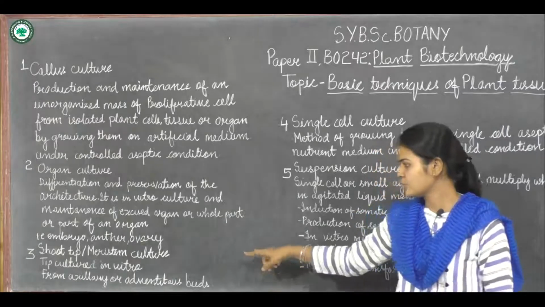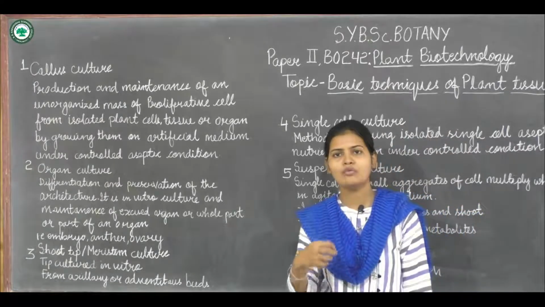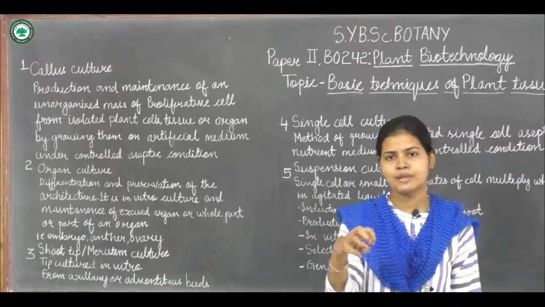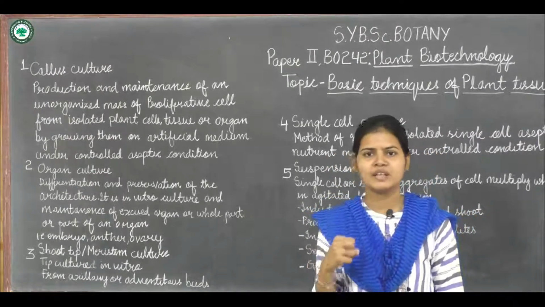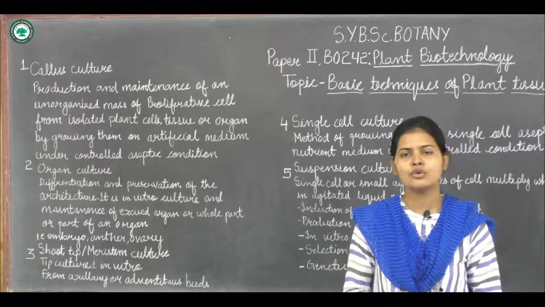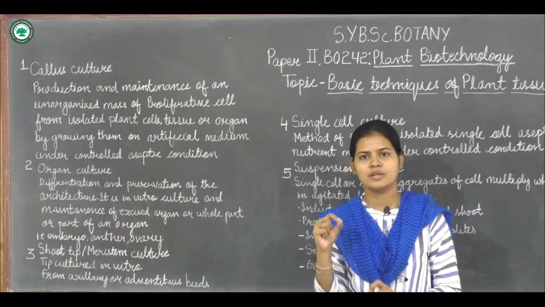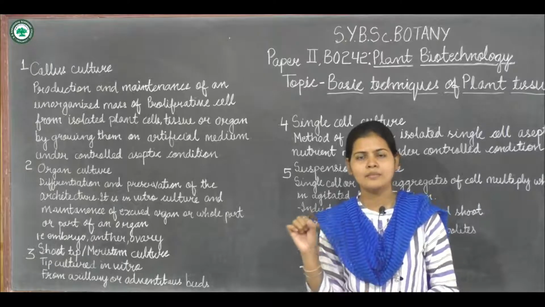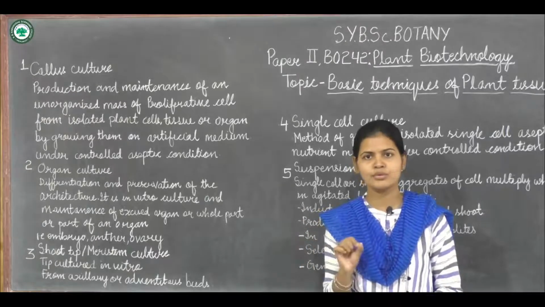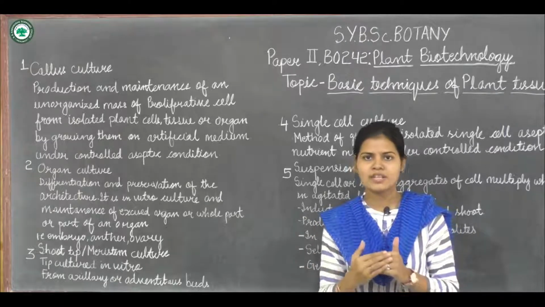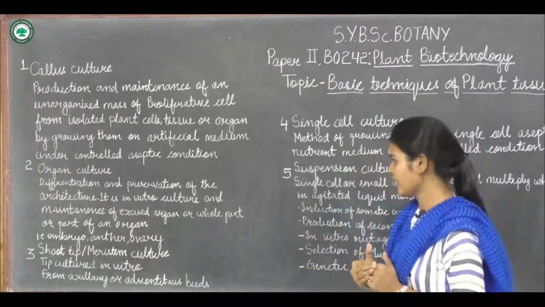So what is shoot tip or meristem culture? In this technique, we are going to take the meristematic region or the shoot tip. At the shoot tip there is a region called SAM, that is the shoot apical meristem. So these are the meristematic regions where cells are continuously dividing, that is at the SAM.